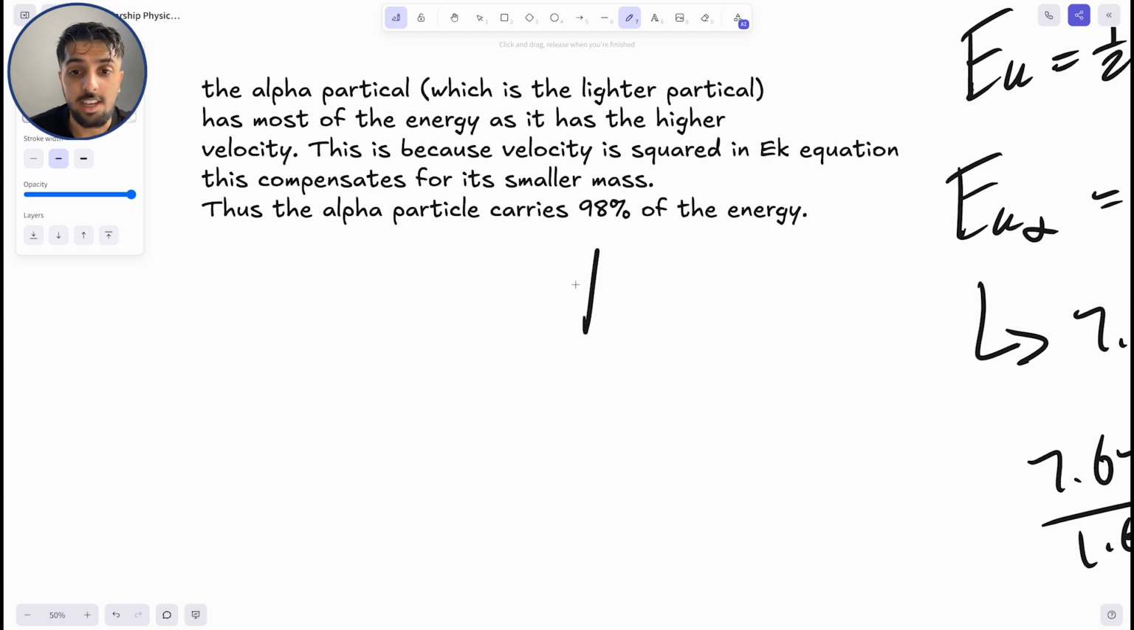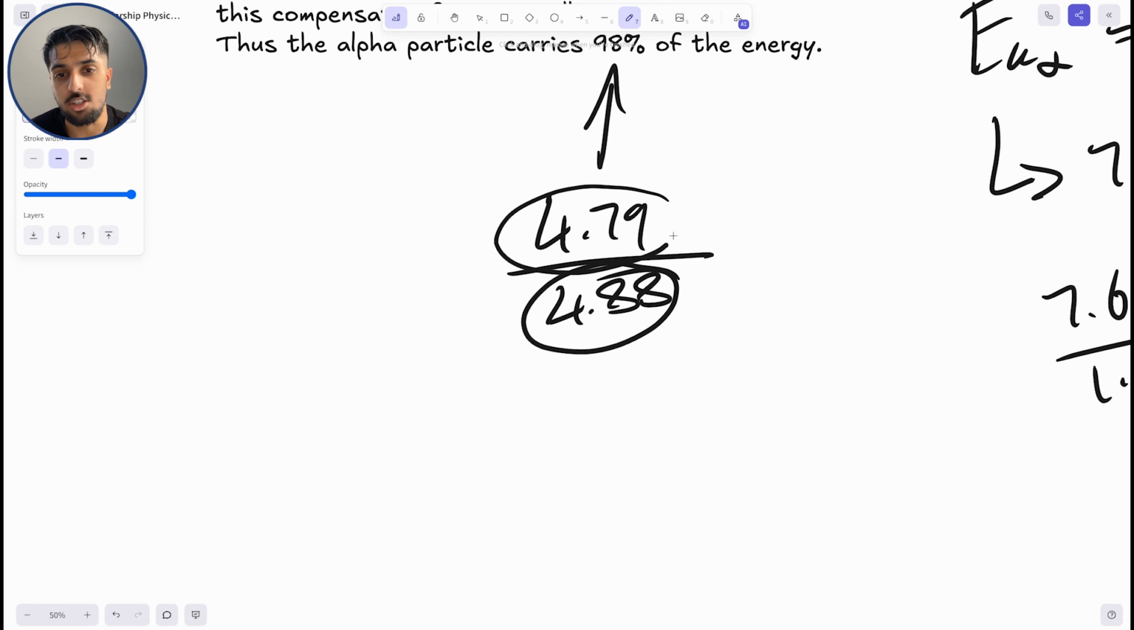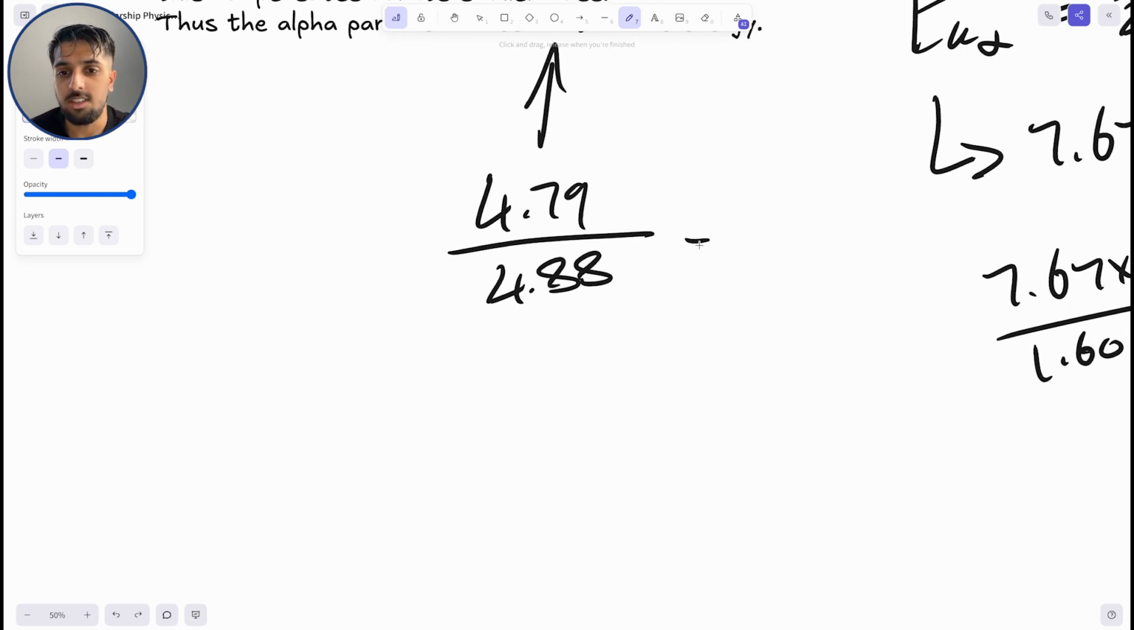We get this 98% because we have 4.79 all over 4.88. This is the total energy, and this is the energy of the alpha particle. And this gives us 0.98, which is 98%.